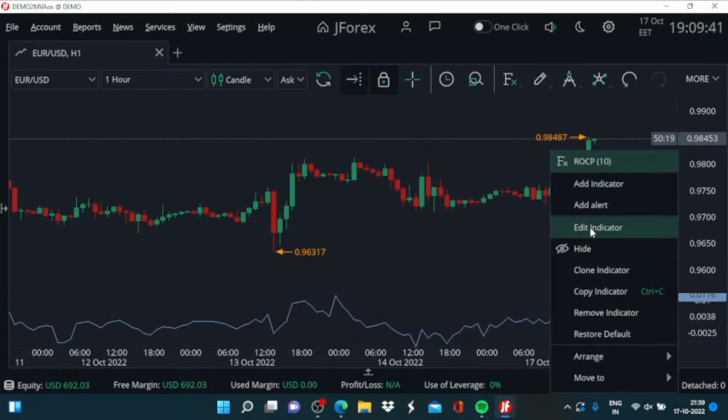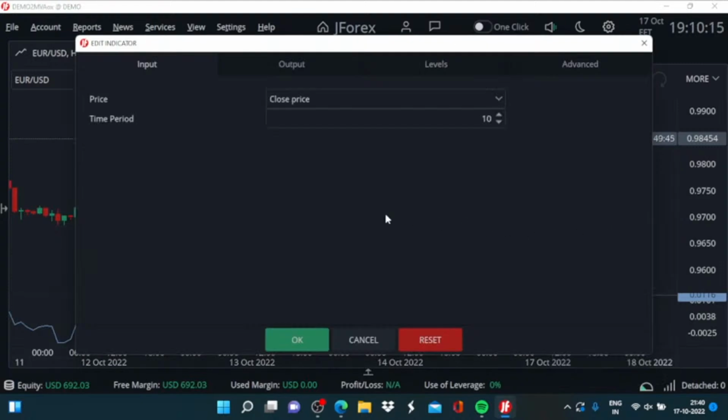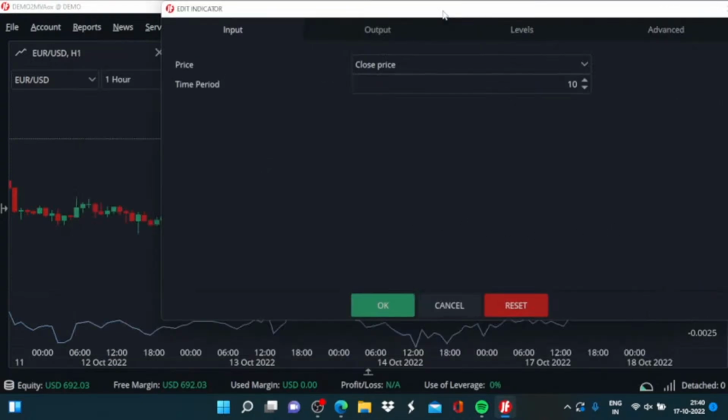Now let us see what we can do with the editing options given to us for this indicator. Let us consider the editing tools here. Just a few seconds more, I guess. Okay, we got this editing option.